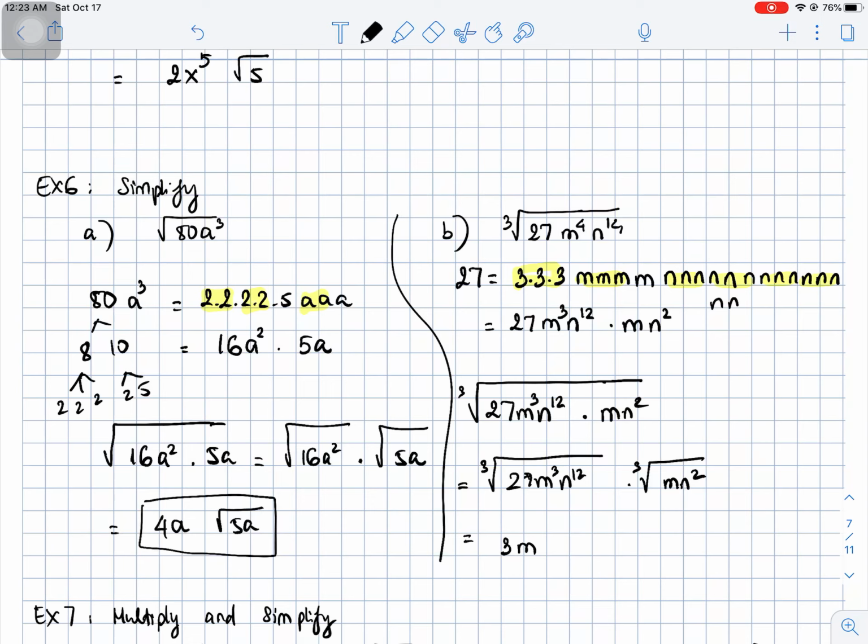And then we will separate them. Cube root of 27 m cubed n to the 12 times cube root of m n squared. The root of 27 is not square root but cube root. Cube root of 27 is 3. Cube root of m cubed is m. Cube root of n to the 12 is n to the 4th, because n to the 4th, when you cube, you will get n to the 12. And then we will copy down the cube root of m n squared again.